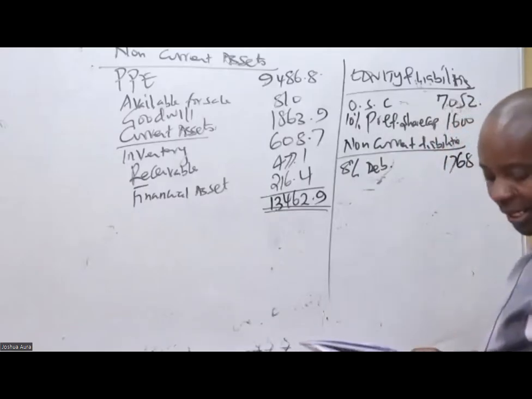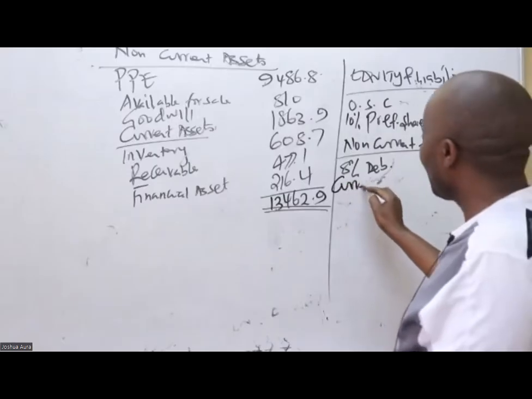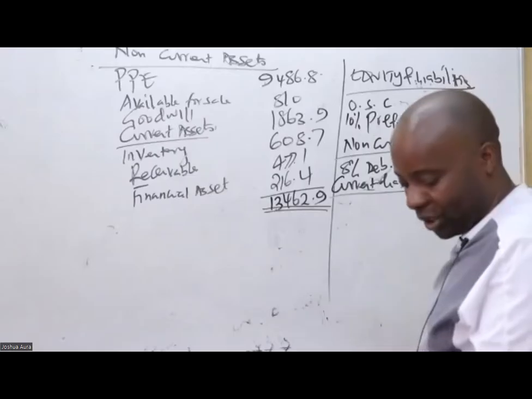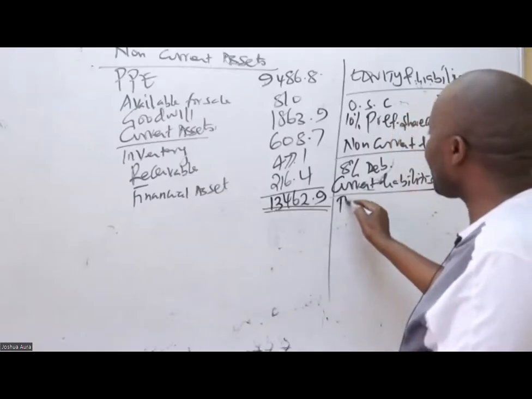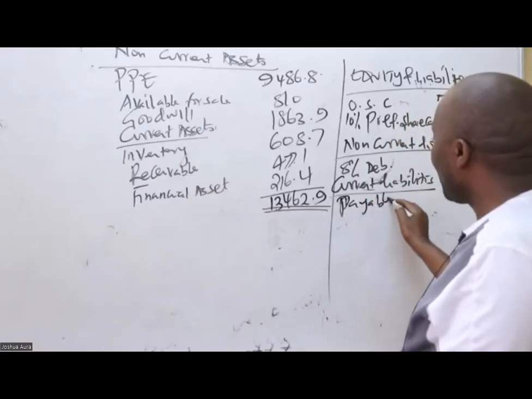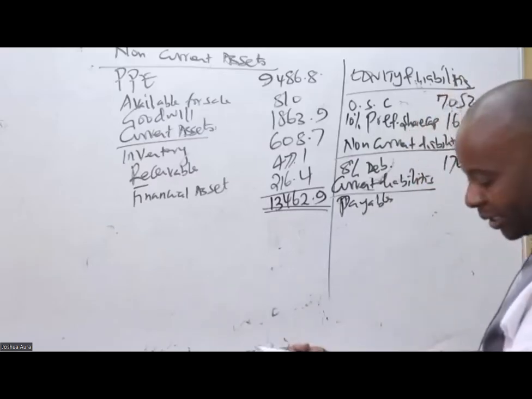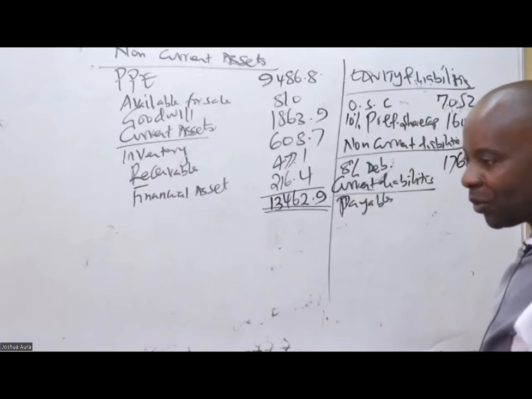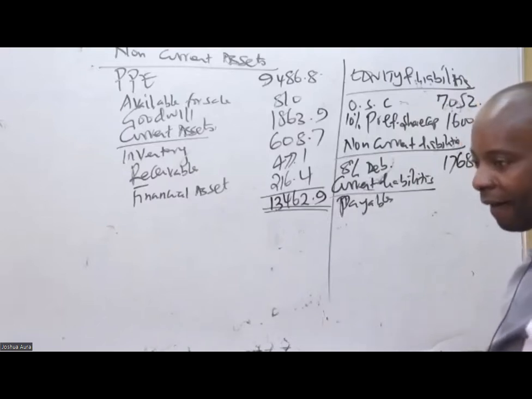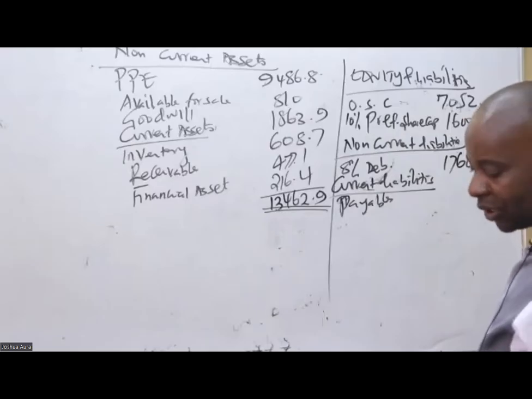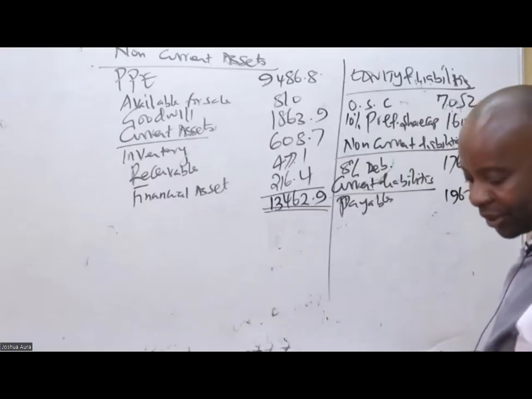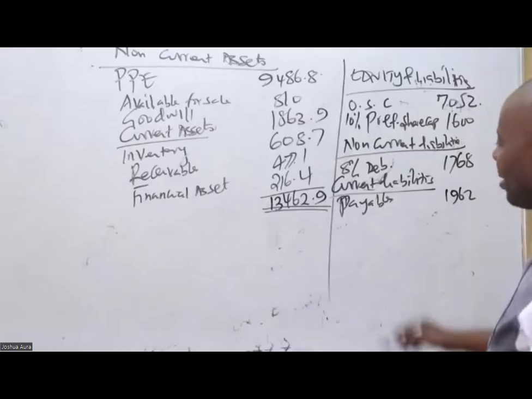1768. And then we got the current liabilities. So we have trade payables. Are you able to remember the figure? Already we have it for payables. 1962, trade payables. And then we have bank overdraft.